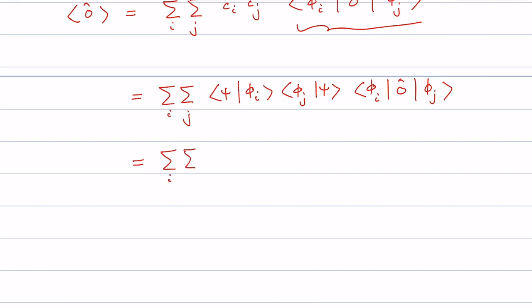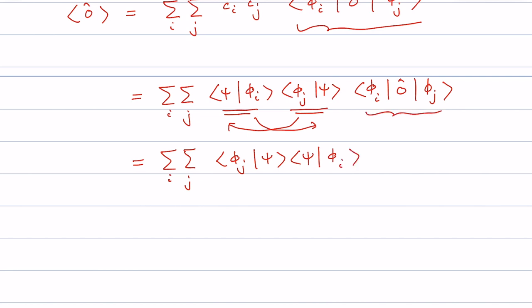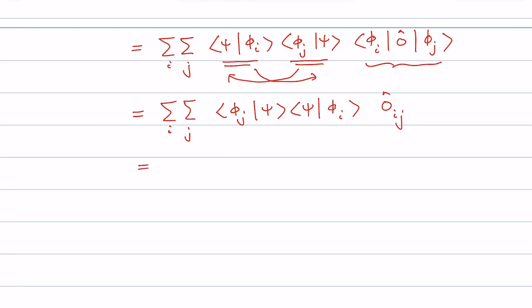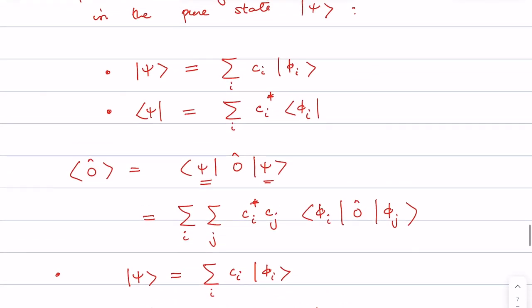Let me simplify it further. By the way, these are just scalar products or inner products, these are numbers. So this number I can write this side, and this number I can write this side. Okay, this if I do, then I will have phi j psi psi phi i, and this is basically the matrix element. I can write it as O ij, and as per the definition for the pure state, I think I have already done it or not.